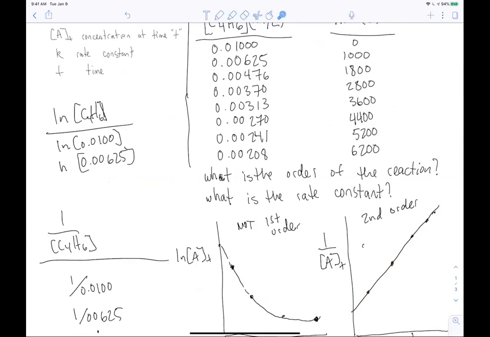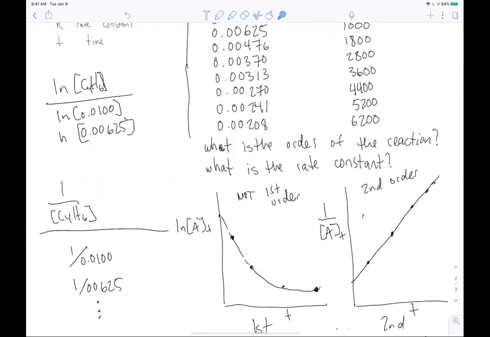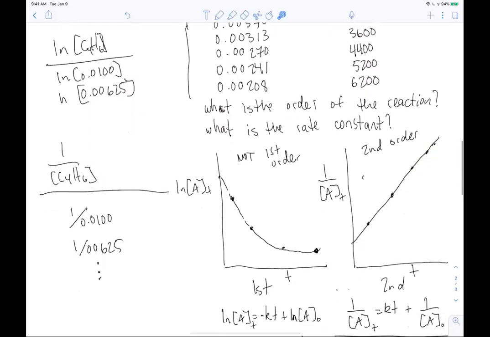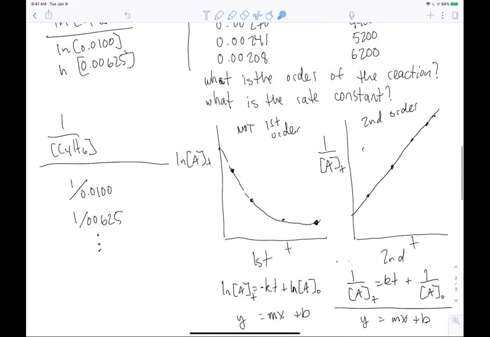So when you're trying to figure out whether it's first, second, or zero order, what you're doing is plotting the data and seeing if the models that you've developed work or not. Does this fit that data? This is a line. Is this data a line? No. This describes a line as well. Is this data a line? Yes. So now it's second order. That's how we know it's second order.